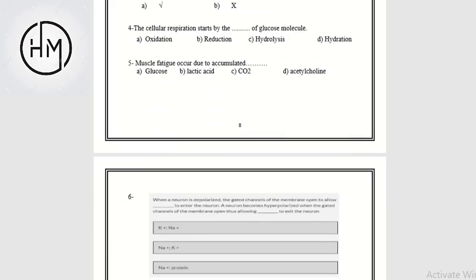5. Muscle fatigue occurs due to accumulation of what? Excellent. Lactic acid.